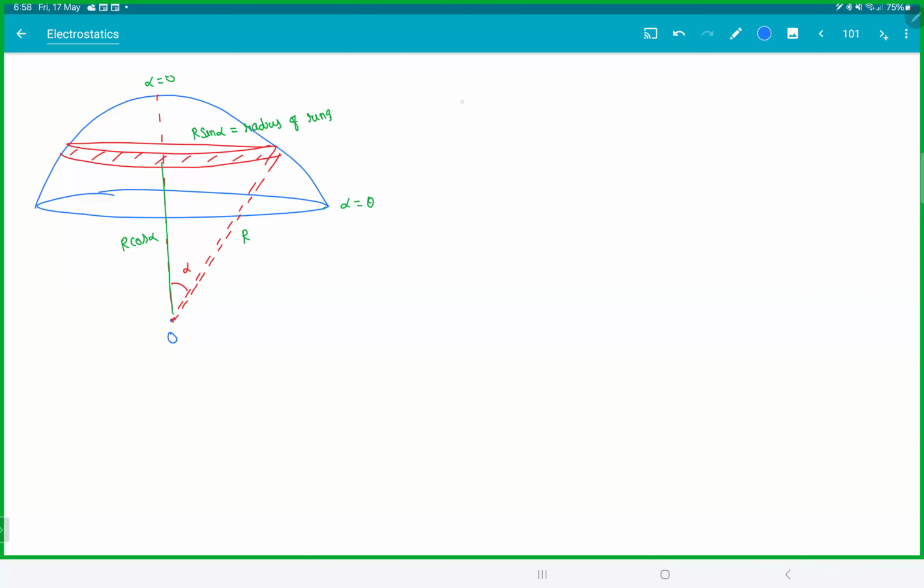We know the field due to the ring on the axial line is k q x by (r square plus x square) whole power 3 by 2. What is q of the ring? Q of the ring is sigma times that area, which is 2 pi r sin alpha, the radius, into the arc length r d alpha. This width here is r d alpha. So circumference into width will give you the area of that ring. This was the formula for the field due to a ring.